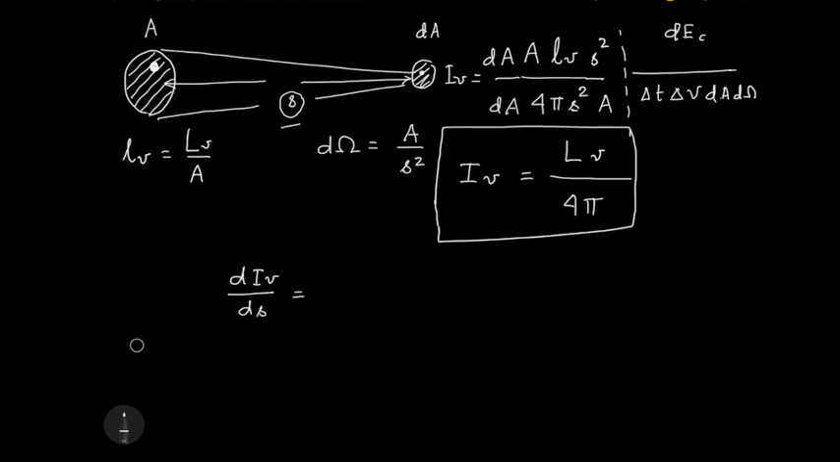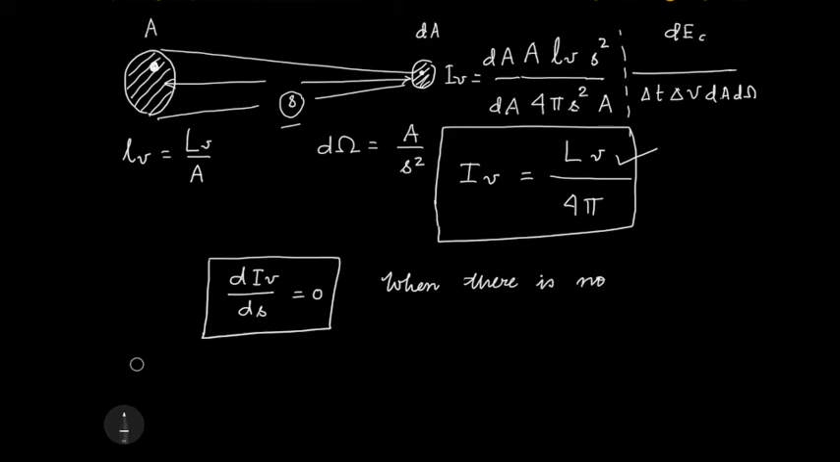So we can safely write that in such a case, d I nu by ds equals 0. And because of that, I nu becomes a very good probe of the radiation, as it doesn't change as it goes from the source to the observer. The observer can get the property of the source if they can measure what is I nu. So this is only true when there is no medium between the source and observer.